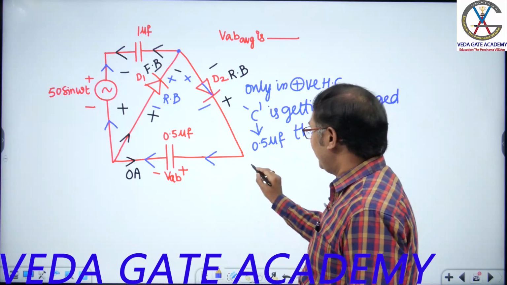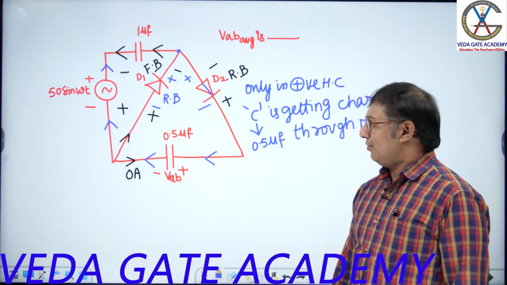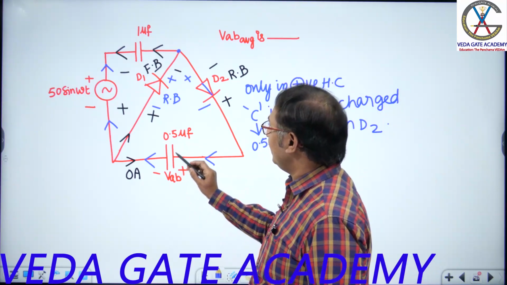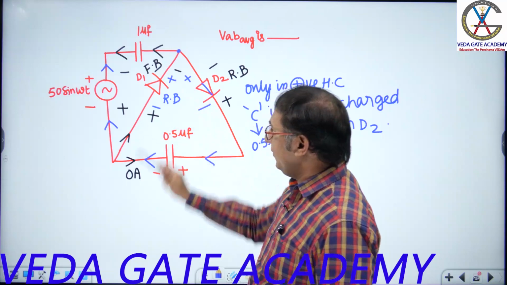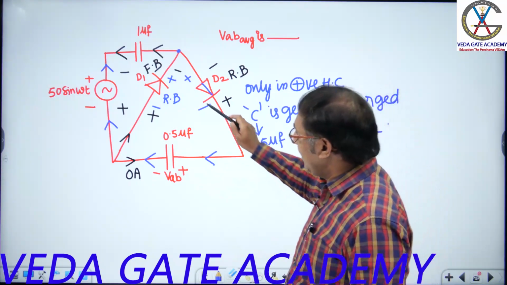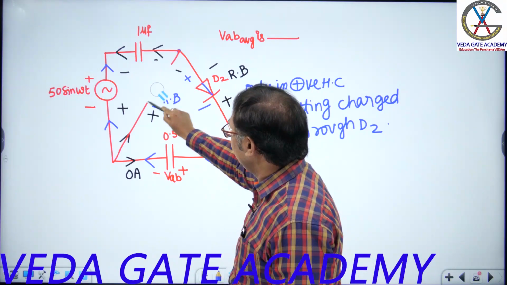Okay, sir? Right. Let me put that voltage, or first, what is the VAB, sir? What is VAB? If you observe the positive half cycle, now I am doing some modification. Let me erase this diode, because this diode is not required for me.